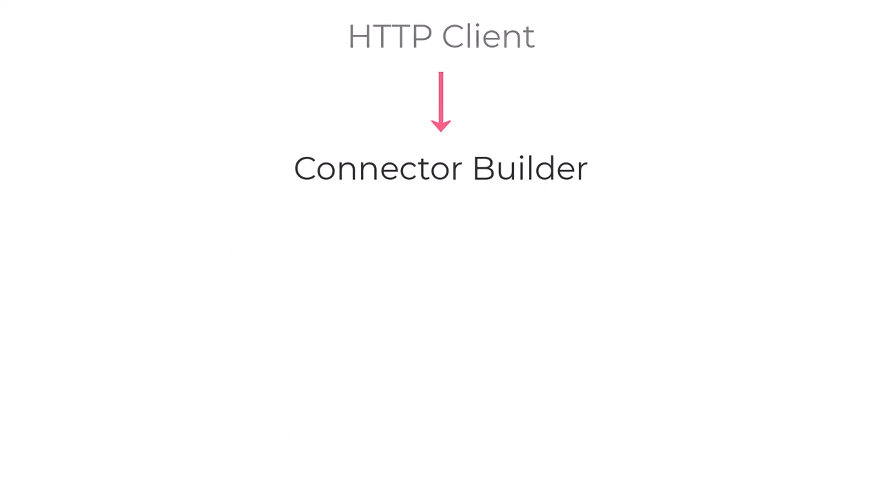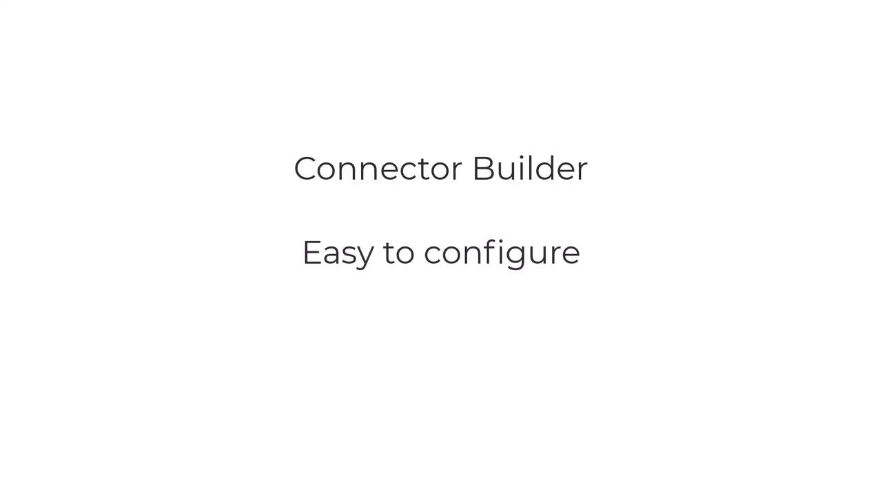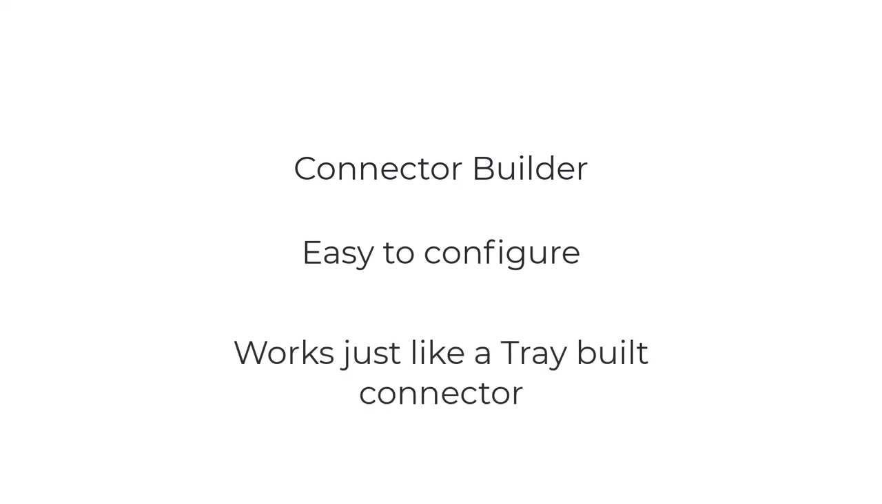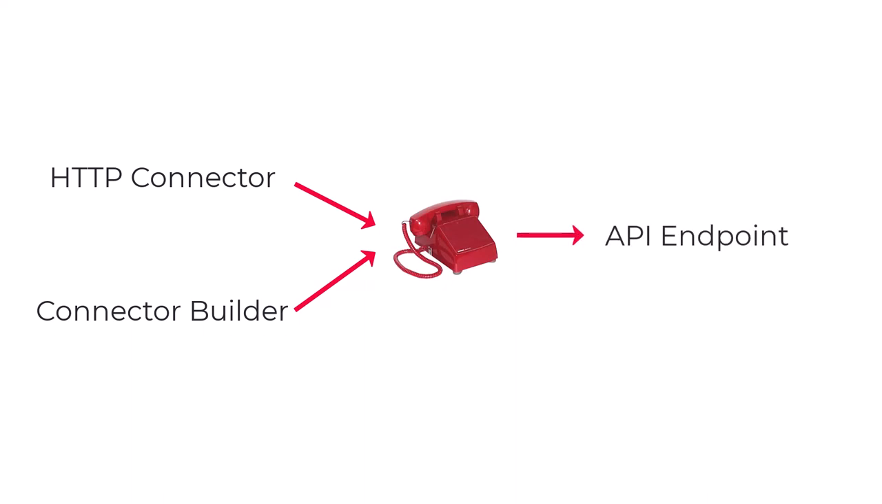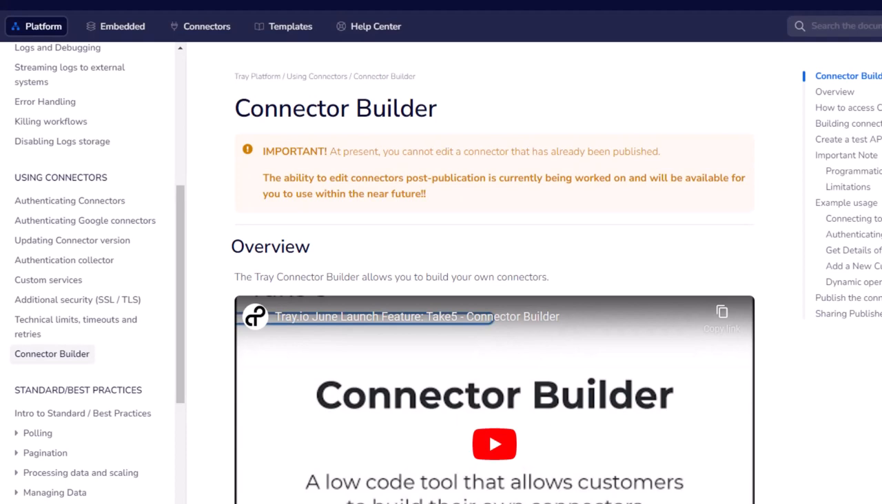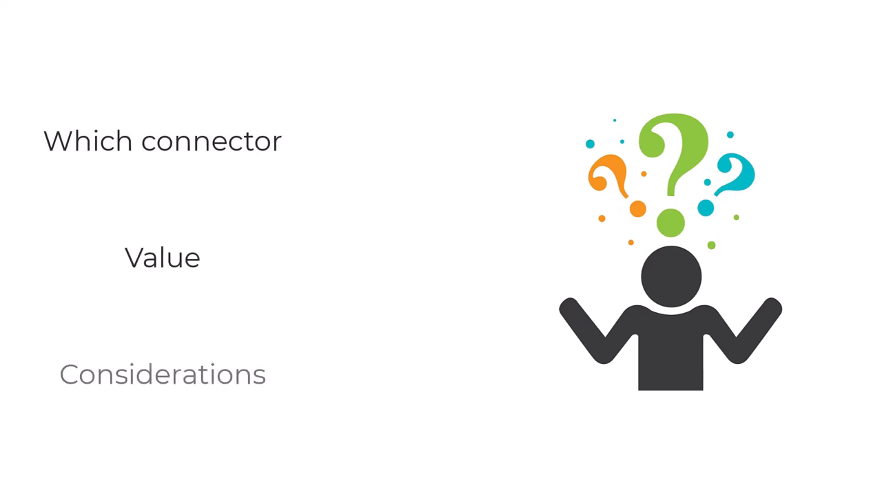A connector built with connector builder versus HTTP client allows less technical builders to configure steps similar to configuring a pre-built out-of-the-box connector on Tray. Both methods have the same goal: make a call to any third-party API endpoint. They require some basic technical knowledge to configure, so it's important to read the Tray documentation and the Service App API documentation. But which connection method do you choose to use in your integration? Let's take a look at both methods and see the situations where you would use each connector, the value, and any considerations.